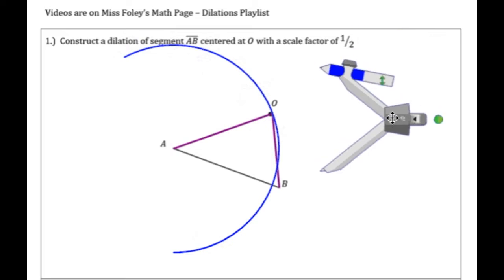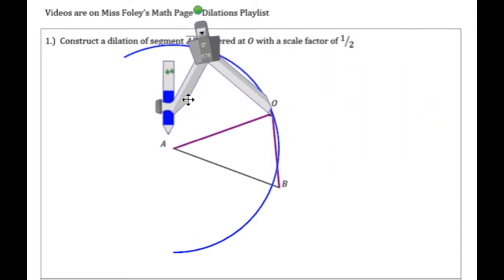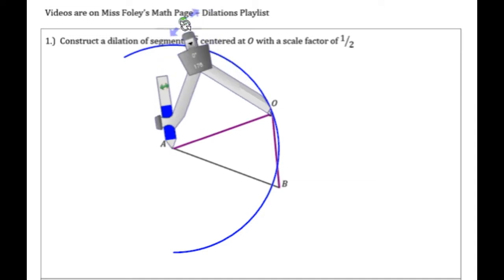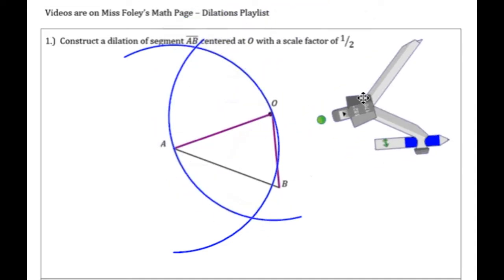Then you're going to flip it around and do the same thing. So this time I'm putting the clear piece on O and the hole on A, so I don't have to change the compass setting. And I'm going to draw another arc, and it should intersect the first arc I drew in two places.